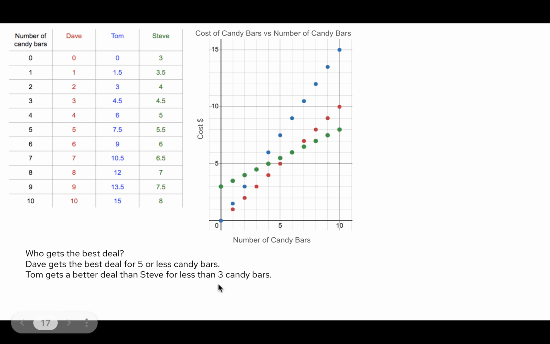Tom, although, gets the better deal than Steve if it's less than 3 candy bars. So less than 3 candy bars, it's only going to cost Tom $3 for 2 candy bars, but it's going to cost Steve $4.